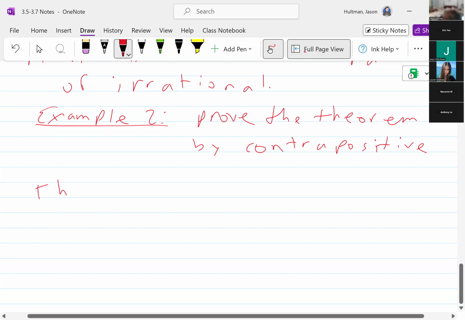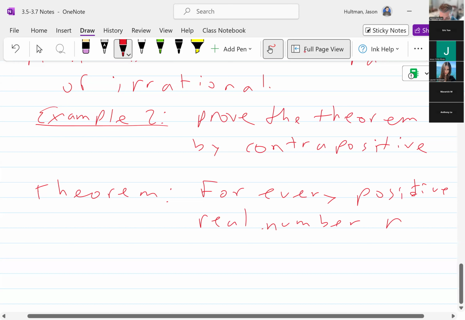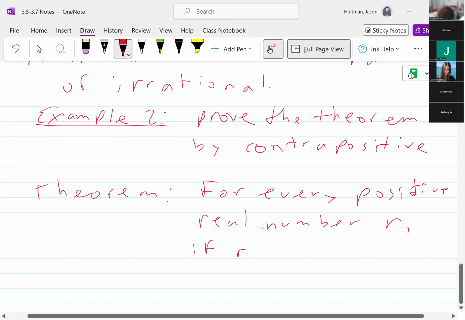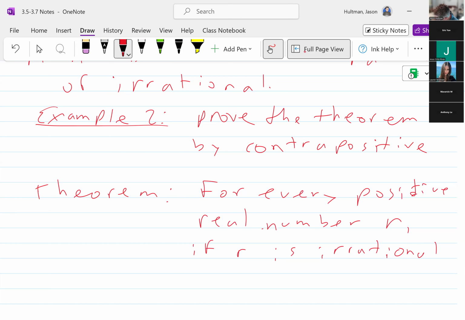What's the theorem? The theorem is for every positive real number R, if R is irrational, then the square root of R is irrational.